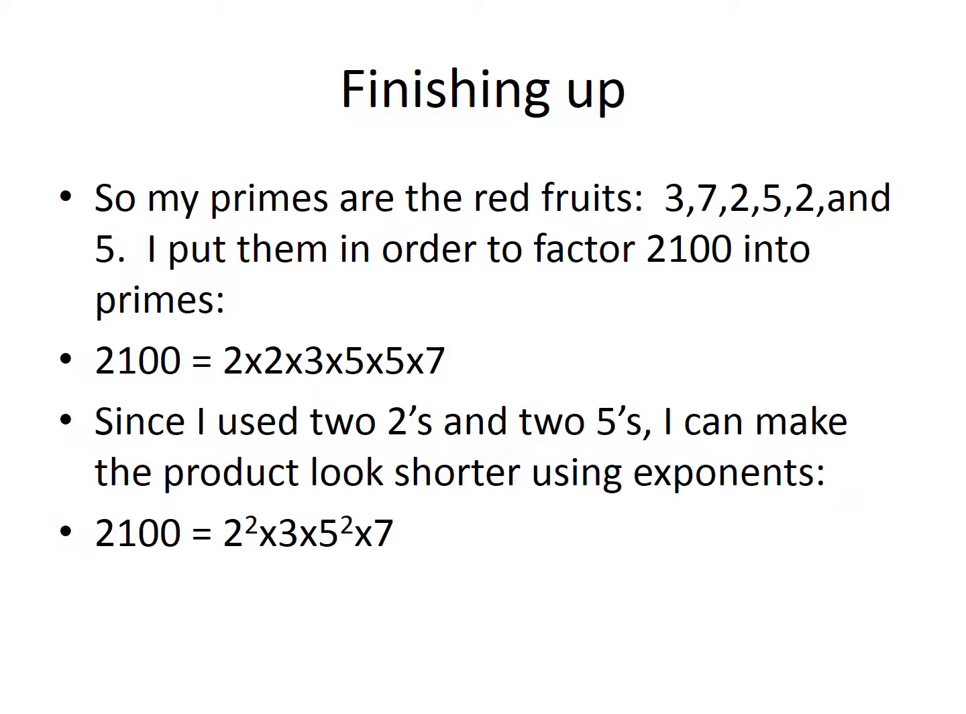So my primes are those red, maybe circled, fruits. I put them in order from least to greatest. And I had 2 2s, a 3, 2 5s, and a 7. And so I write those in that order. I have now factored 2100 into primes.